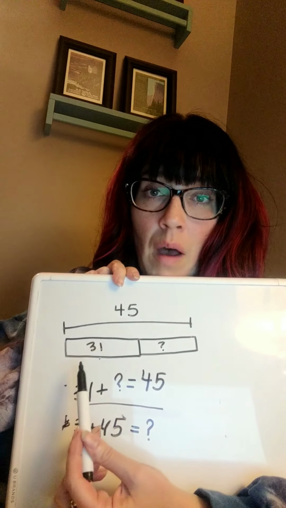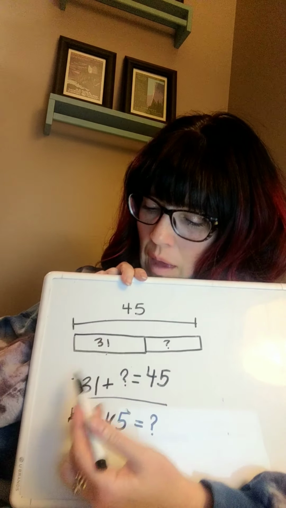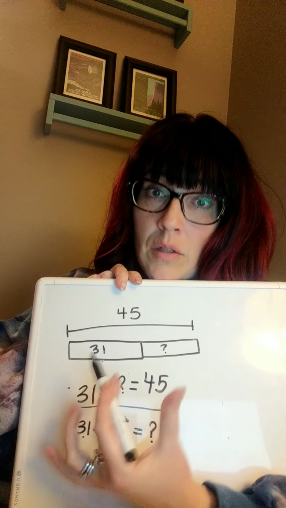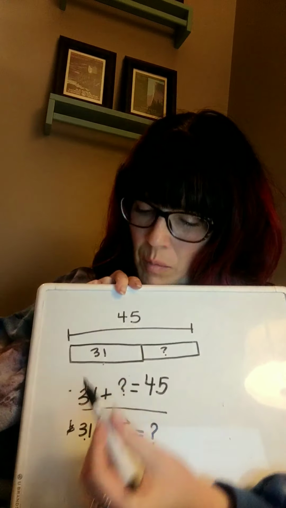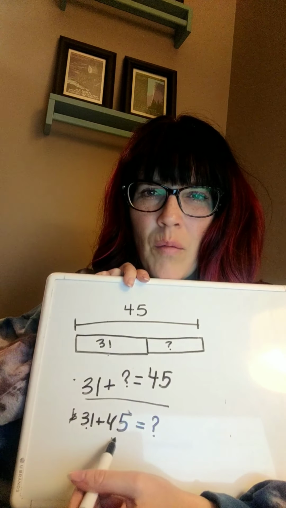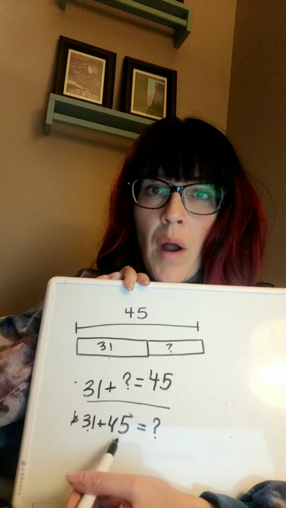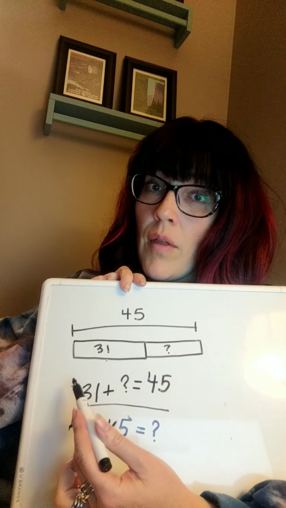When we look at the model, what it's showing us is that we have 31. That's right, that's the first part. That's what the model is showing us. We have one part. But then 45. Why would 45 fit in this part right here, boys and girls? Is 45 a part, or is 45 the whole?